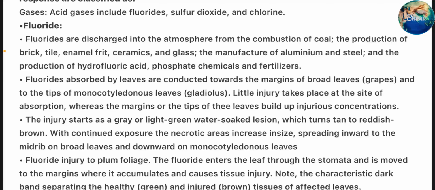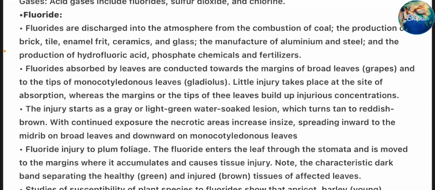Fluoride. Fluorides are discharged into the atmosphere from the combustion of coal, the production of brick, tile, enamel, frit, ceramics and glass, the manufacturing of aluminum and steel, and the production of hydrofluoric acid, phosphate chemicals and fertilizers.